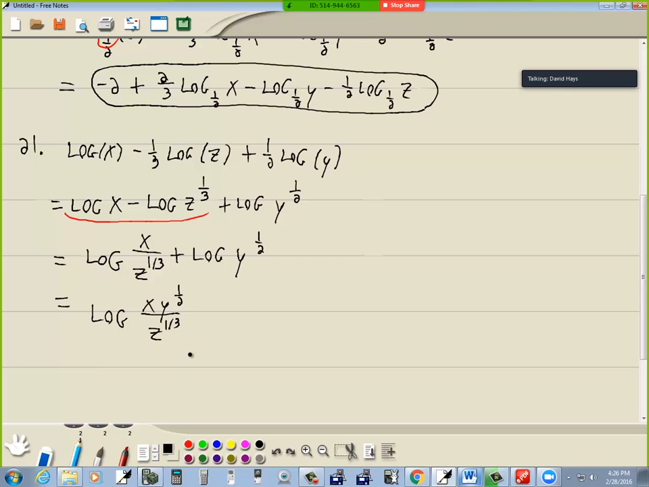Now, depending upon the book, they may have you put it back in the radical form, or they may have you leave it in this form. I haven't checked this, but that would be your answer. Okay. Are those making sense? Yeah. Okay.